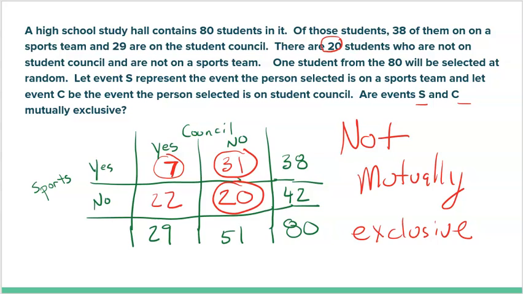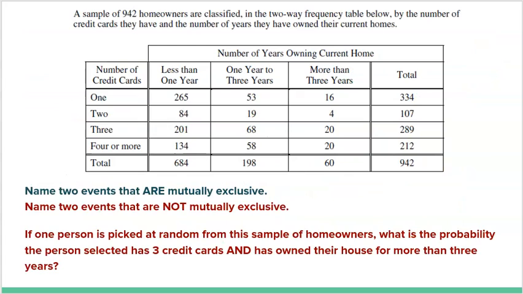Okay, so that's 7 out of 80 that are both. So there definitely is overlap. All right, let's look at another table here.